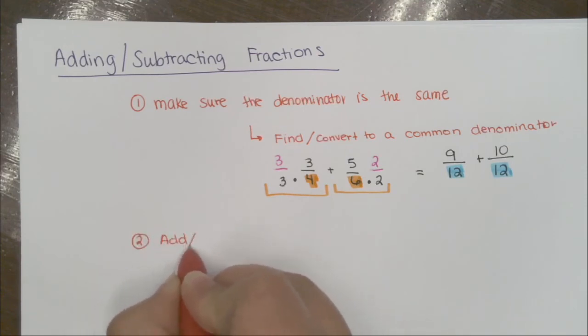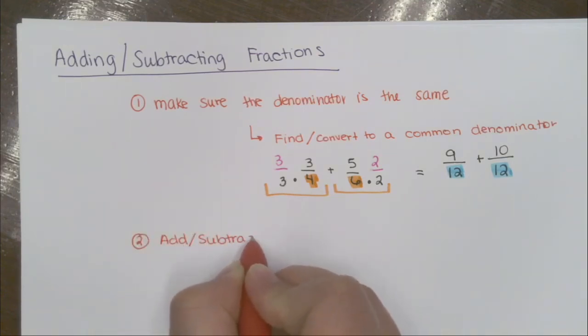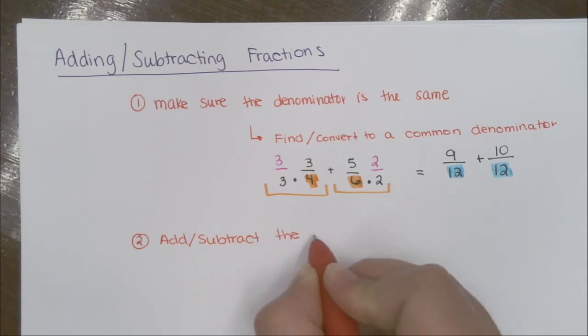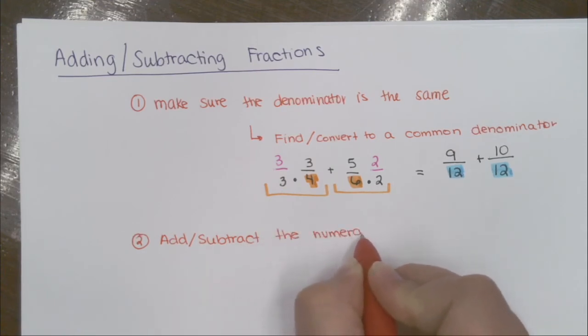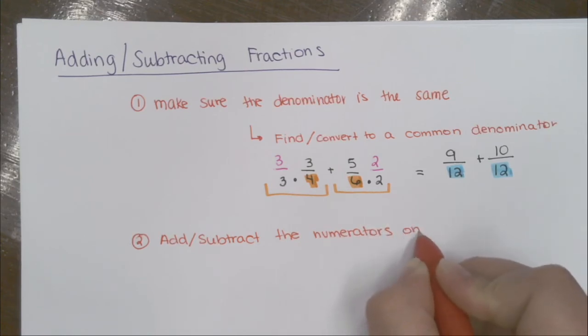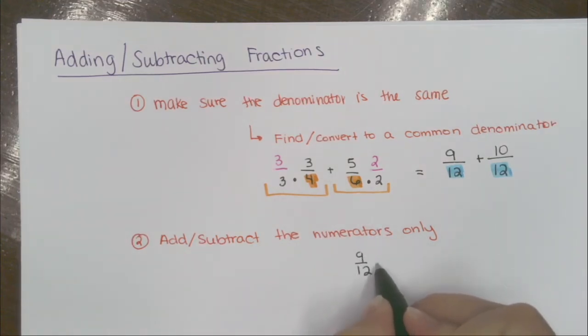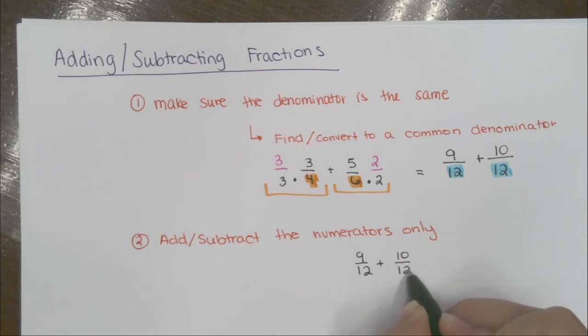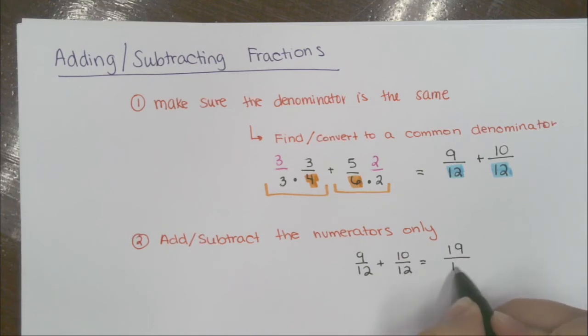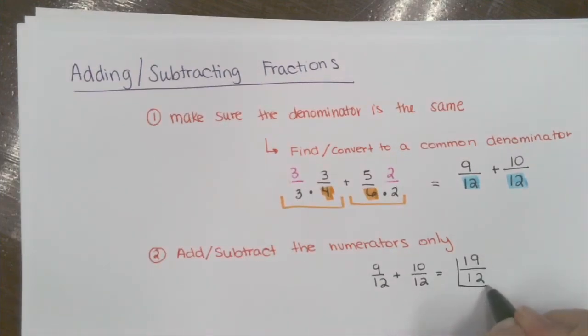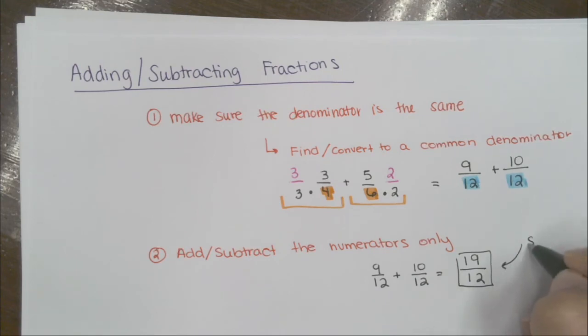add or subtract the numerator only. Basically, do exactly what it's telling you to do. If it's telling you to add, you add. If it's telling you to subtract, you subtract. So in this case, it is asking us to add. So we have 9 twelfths plus 10 twelfths. What is 9 plus 10? 19. We got 12. 19 is prime. So we are done. I'm going to box this up and I'm going to say simplify if possible.